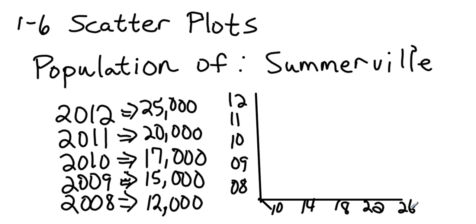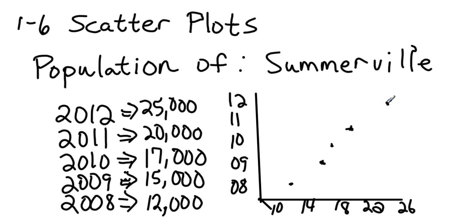So we're going to be right here. In 2009, we had a population of 15,000 people. So we're going to be right here. 2010, we went to 17. So maybe right there. 2011, we were right at 20. So approximately in there. And 2012, we were at 25,000 people. So that's just a little bit less than our 26.